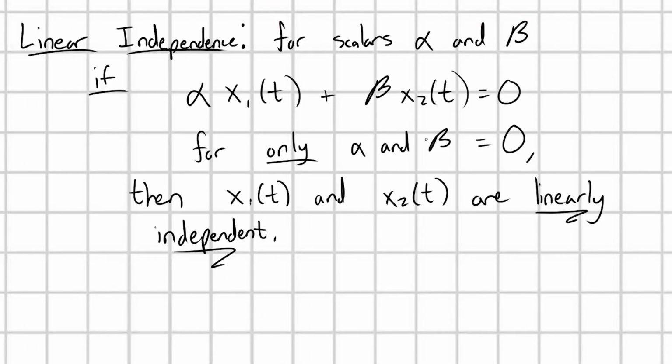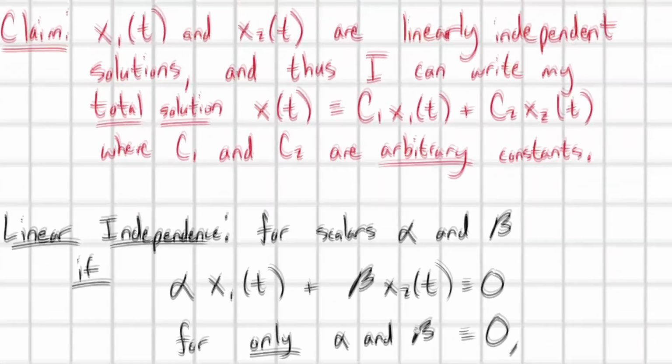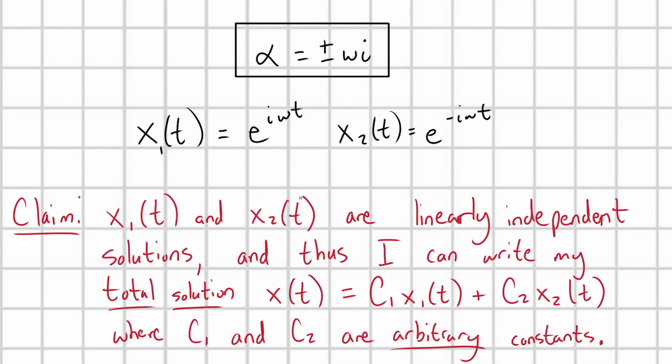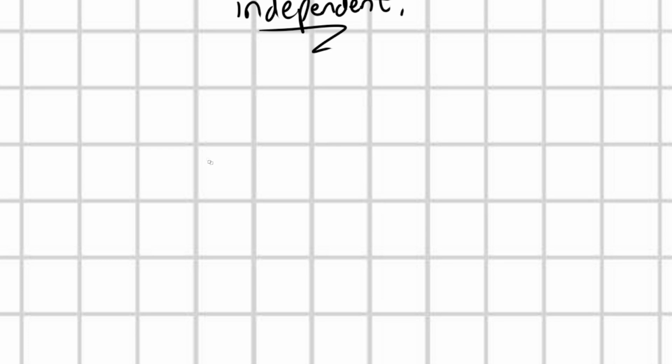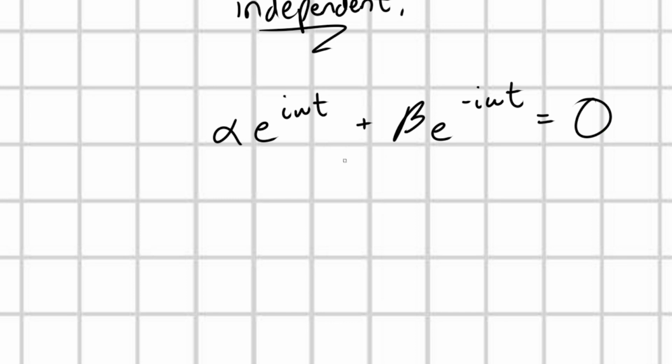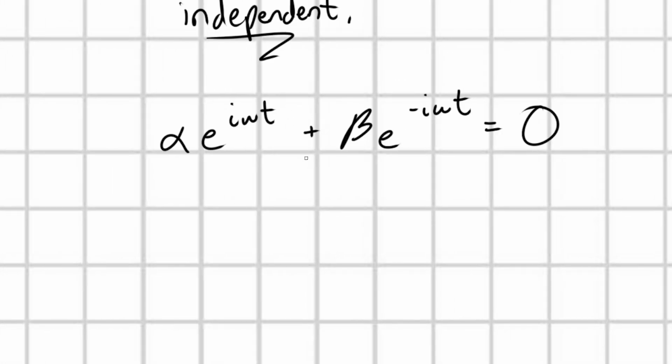But let's go ahead and verify that, first off, my solutions, e to the i omega t and e to the minus i omega t, are linearly independent solutions. Let's do that real quick. So I have some alpha times e to the i omega t plus beta times e to the minus i omega t equals 0. Can you come up with some constants, alpha and beta, such that this term and this term cancel out to equal 0?